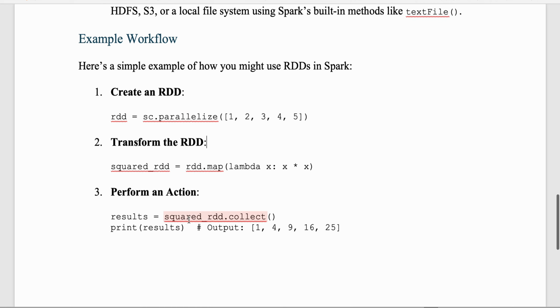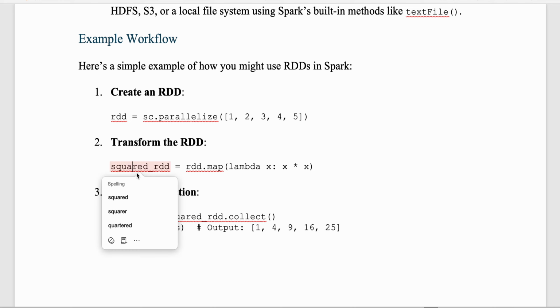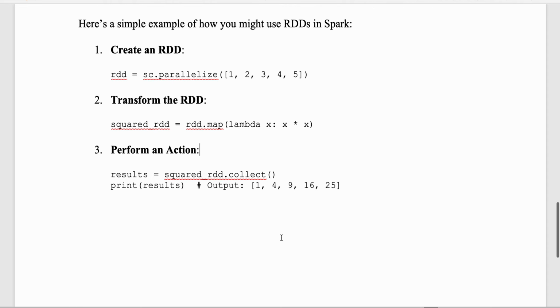Then, to get the result, we have to perform an action on it. We will use a method called collect. Square RDD is the transformed RDD. When we do squareRDD.collect, it will print the result. From 1 it will print 1, then 4, 9, 16, 25. So it will collect and print the result.